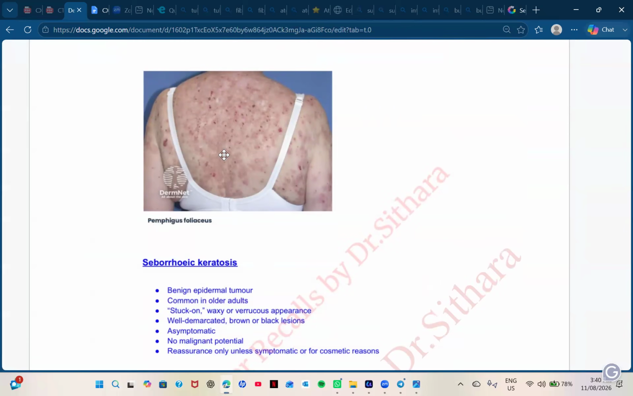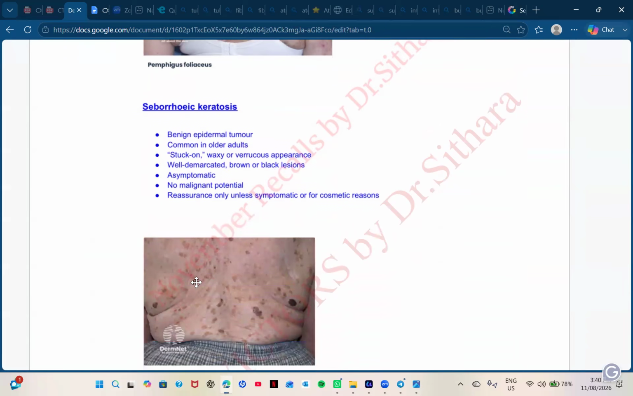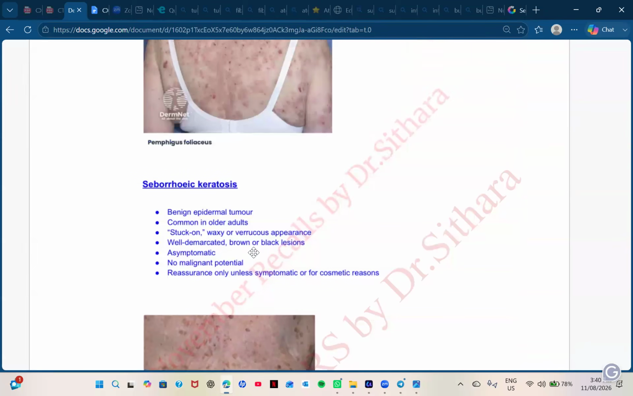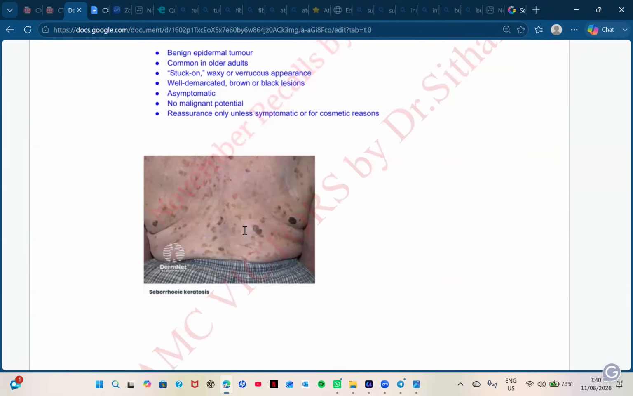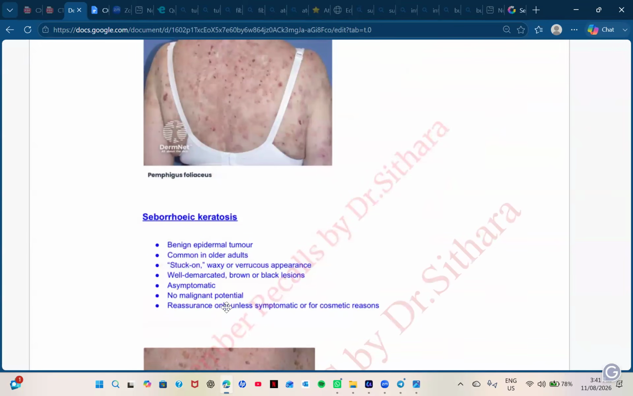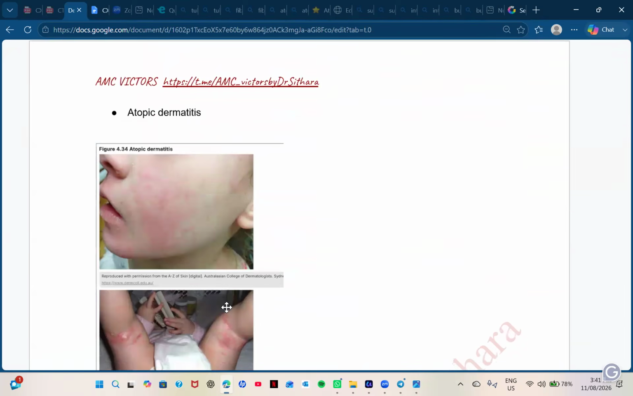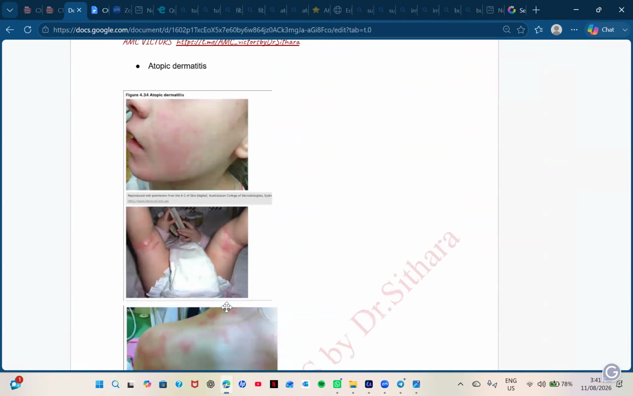Then what do you know about seborrheic keratosis? It is a benign epidermal tumor, common in older people, and well demarcated. They have given a picture of the back, which I have attached, showing how seborrheic keratosis also presents. We just discussed that. So how does atopic dermatitis present?